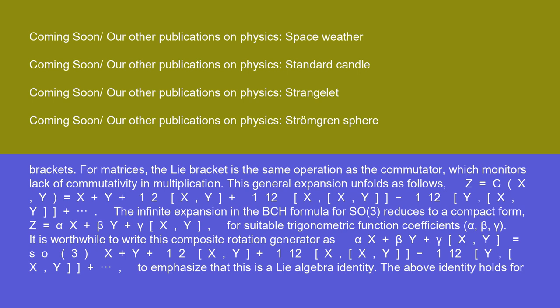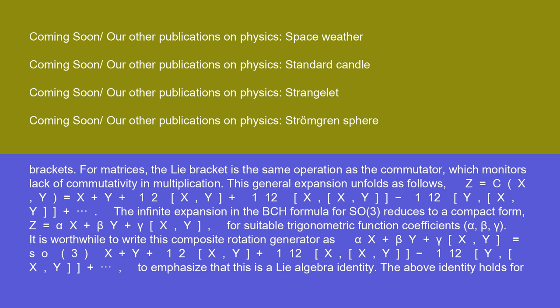Z equals cx, y equals x plus y plus 1/2 [x, y] plus 1/12 [x, [x, y]] minus 1/12 [y, [x, y]] plus ellipsis. The infinite expansion in the BCH formula for SO(3) reduces to a compact form z equals alpha x plus beta y plus gamma [x, y] for suitable trigonometric function coefficients alpha, beta, gamma.